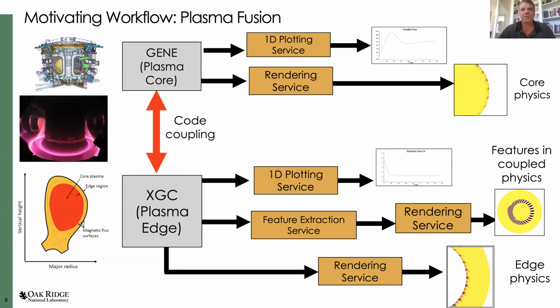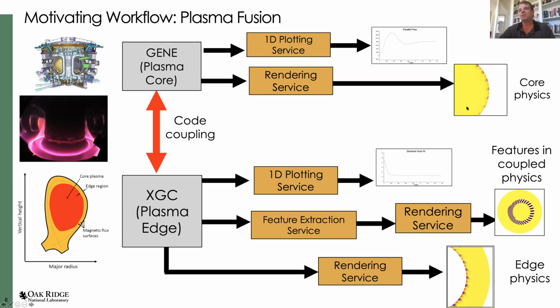This is a workflow from a recent fusion collaboration we had. There are two codes being coupled, the GENE code and XGC. The GENE code computes the core and XGC computes the edge region, because the physics in there are very different. While this is running, there are a number of different things that the scientists want to see. They want to see some 1D plots.